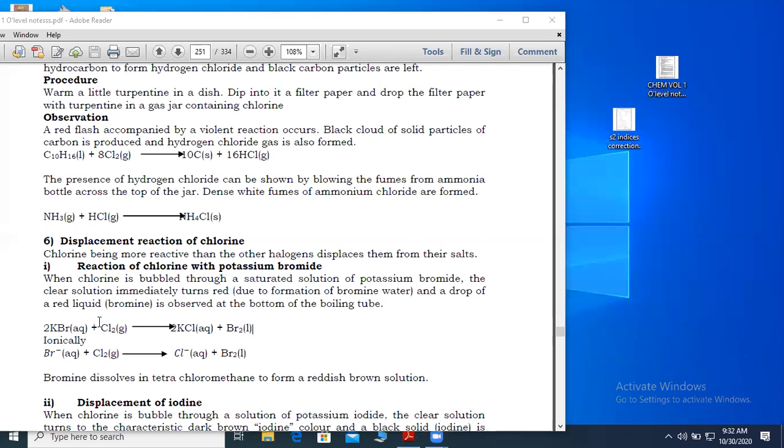I repeat the explanation. If I ask you to explain your observation, the observation is a colorless solution, which is potassium bromide, turns to a red solution. And the explanation, I'm saying chlorine is more reactive than bromine. Therefore, chlorine displaces bromide ions from the solution of potassium bromide, forming bromine liquid, which is red.